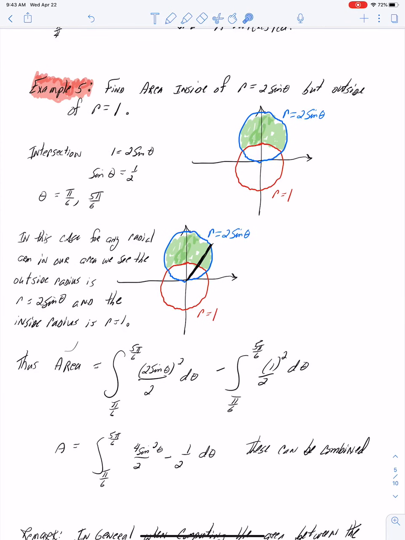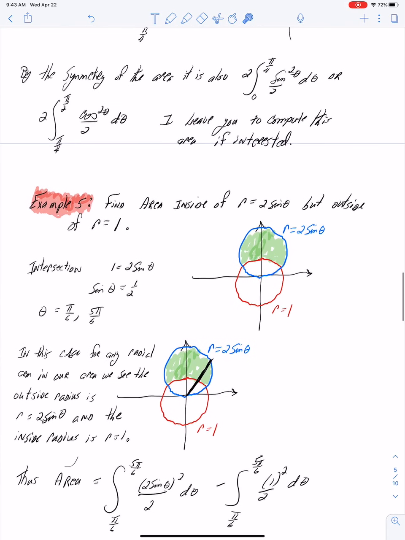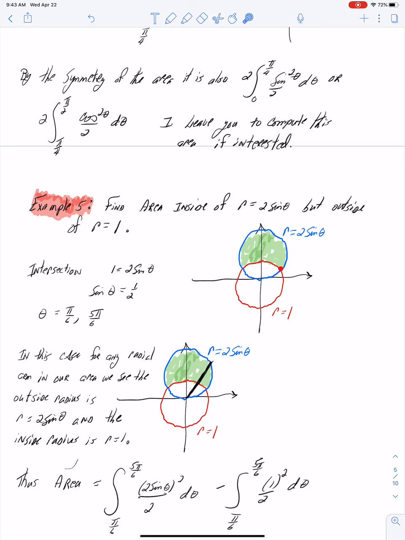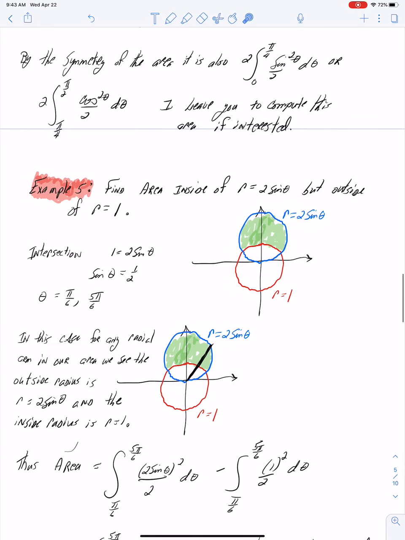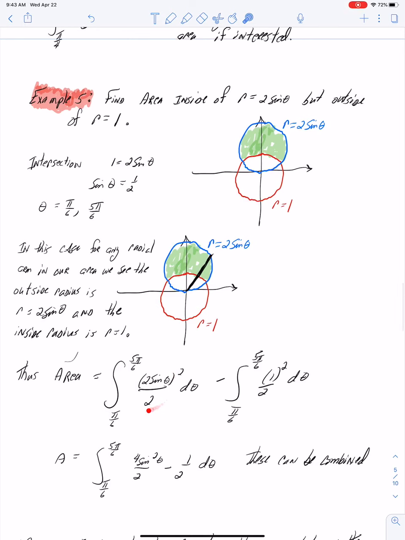Therefore, it's going to be the integral from pi over 6 to 5 pi over 6 of what? Well, I could compute the area of this whole curve from pi over 6 to 5 pi over 6, and I could subtract the area of this curve in here from pi over 6 to 5 pi over 6. And that's the way I write it here, right? I go from pi over 6 to 5 pi over 6 of this outside curve, 2 sine theta squared over 2 d theta. What does that give me?